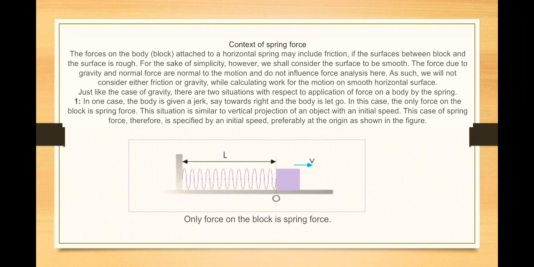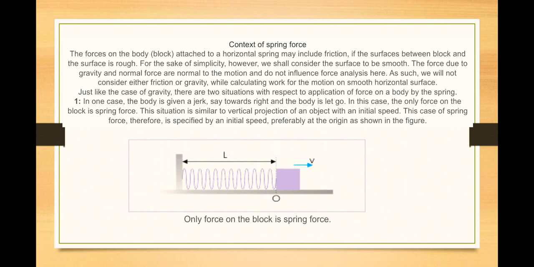Context of spring force. The force on the body, a block attached to a horizontal spring, may include friction if the surface between the block and the surface is rough. For the sake of simplicity, however, we shall consider the surface to be smooth. The force due to gravity and normal force are normal to the motion and do not influence force analysis here. As such, we will not consider either friction or gravity while calculating work for the motion on a smooth horizontal surface.